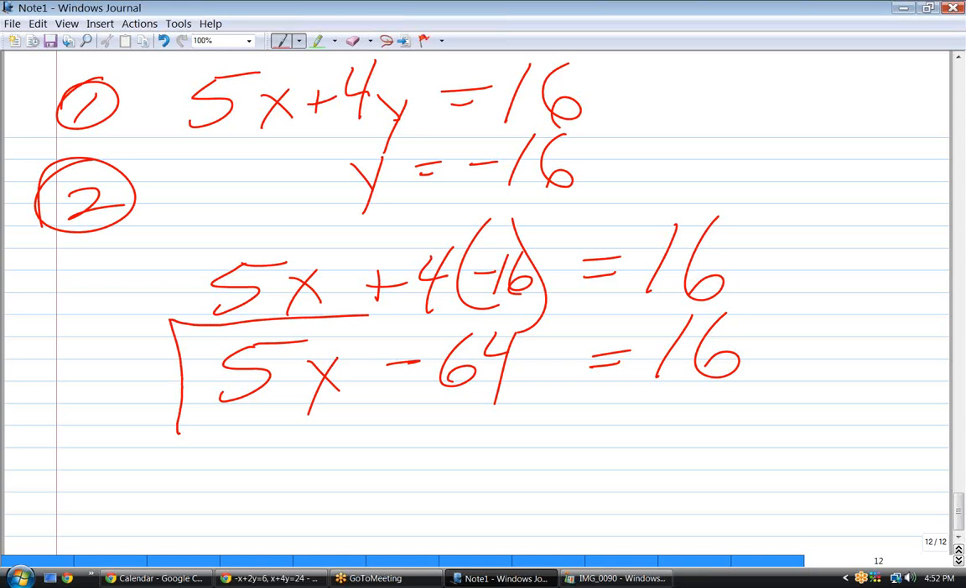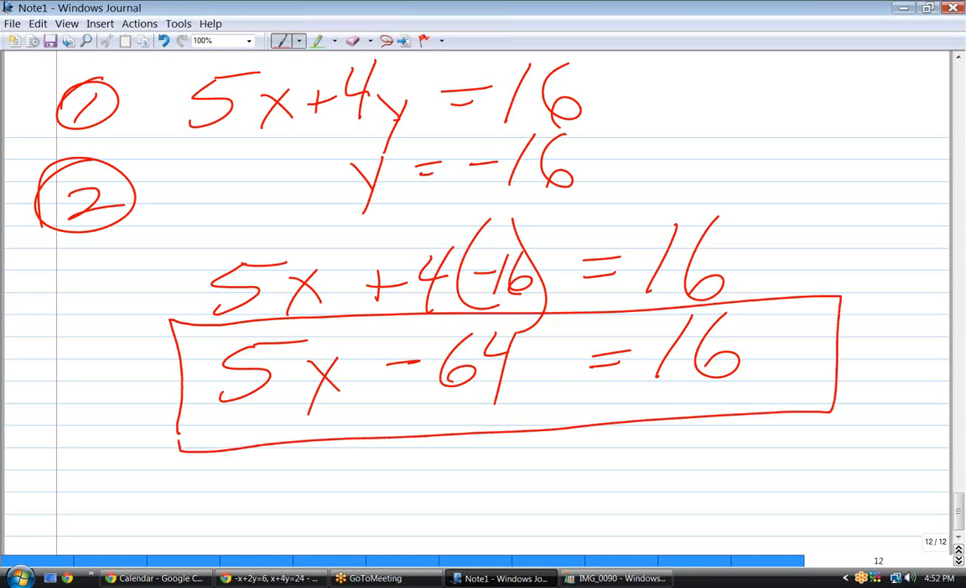What do I need to do if I'm trying to isolate x? First of all, we've got 64 being subtracted, so we've got to do the opposite of that first by adding 64. So I'm going to add 64 to both sides. That gives me 5x equals 80. And then what?